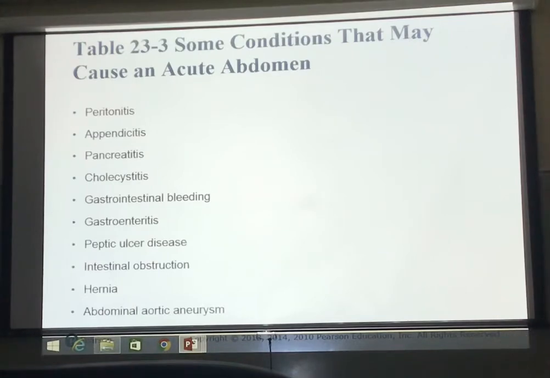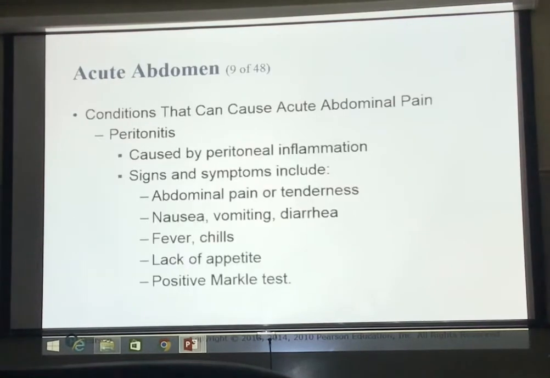Peritonitis, appendicitis, cholecystitis. What is that? Cholecystitis is your colon. Are y'all sure about that? No, it's not. It's your gallbladder. Peptic ulcer disease, hernia, aneurysm, abdominal.